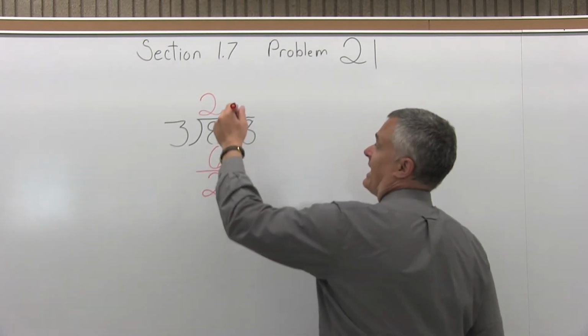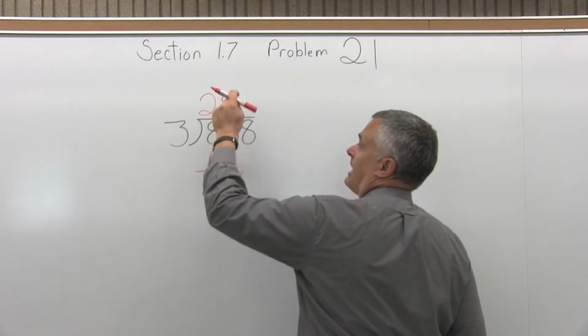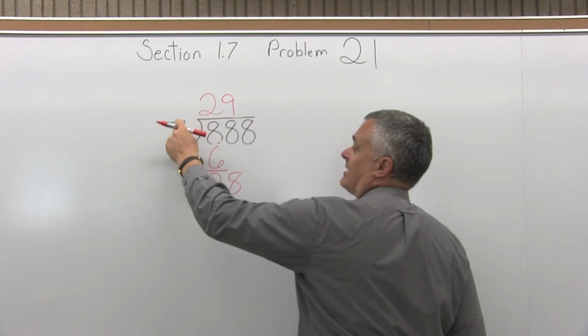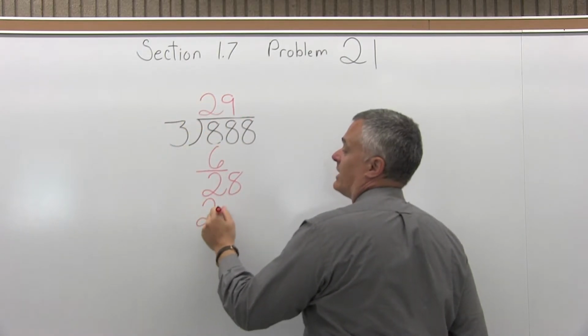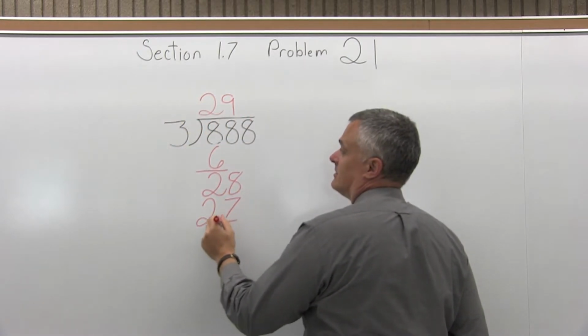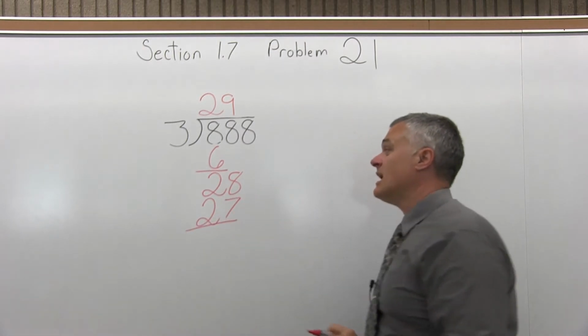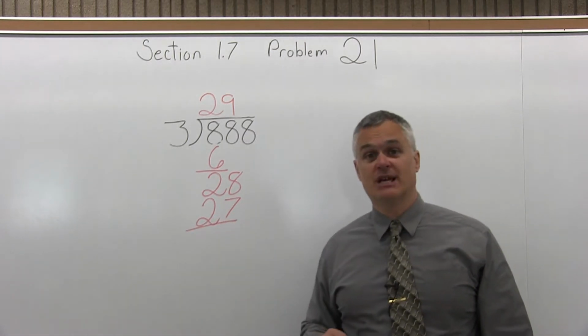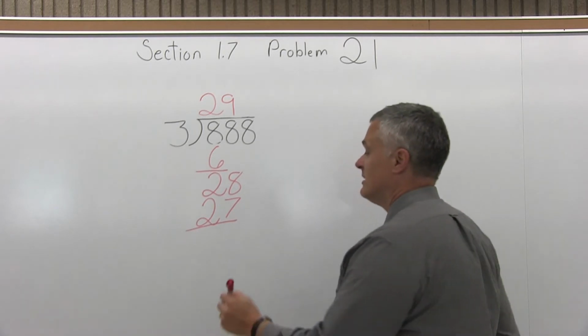So I'll put a 9 up on top, and then I will multiply 9 times 3. That will give me a 27. 9 times 3 is 27. And now I'll subtract 28 minus 27. That'll give me a 1.